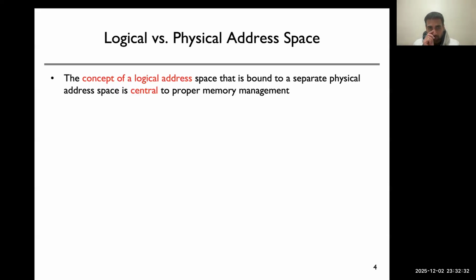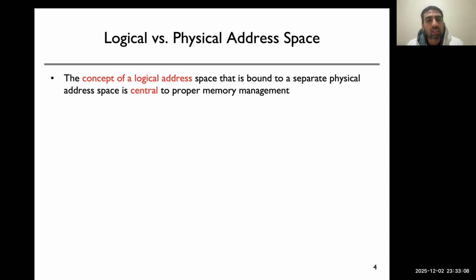So if the binding of data and functions to their addresses in memory is performed at runtime, it means that your logical address and the physical address can be different, right? And in such a case, we need some kind of mechanism for translating the logical address into the physical address. So the concept of a logical address space that is bound to a separate physical address space is very crucial in proper memory management.